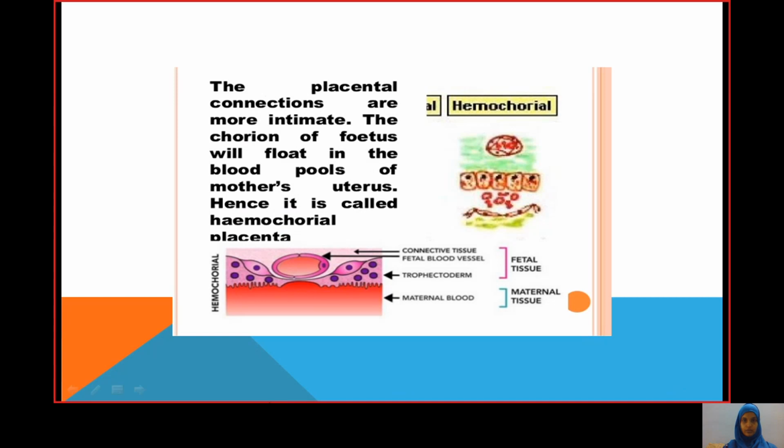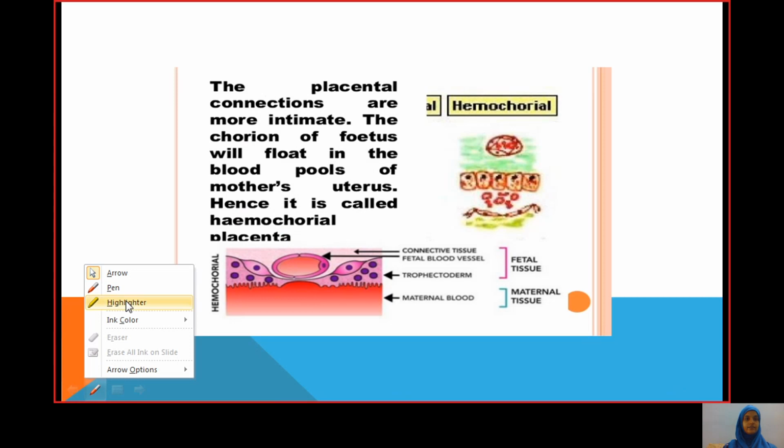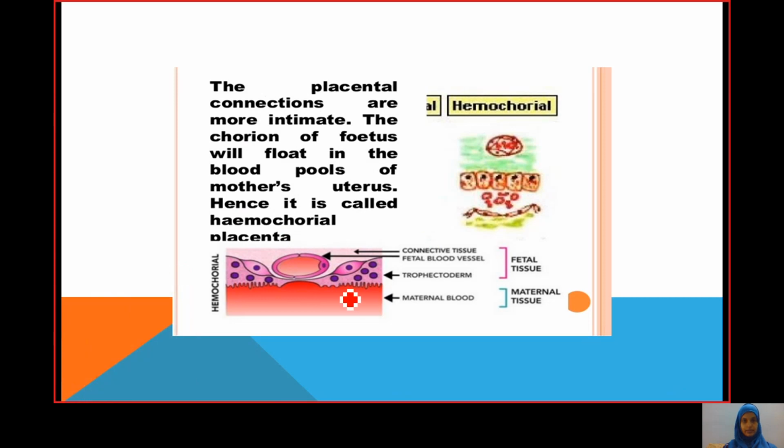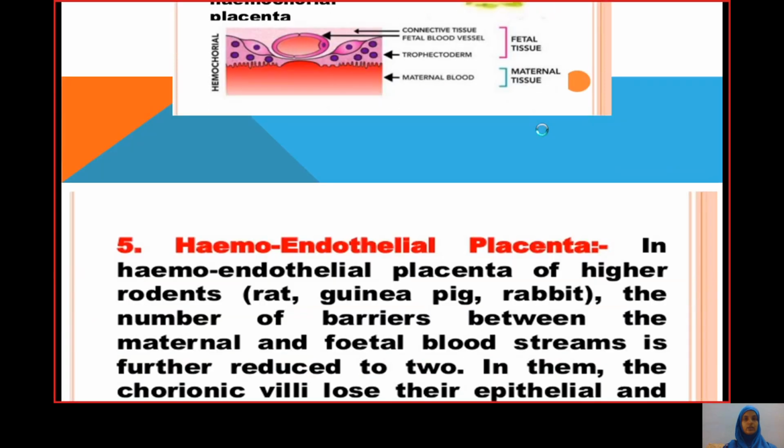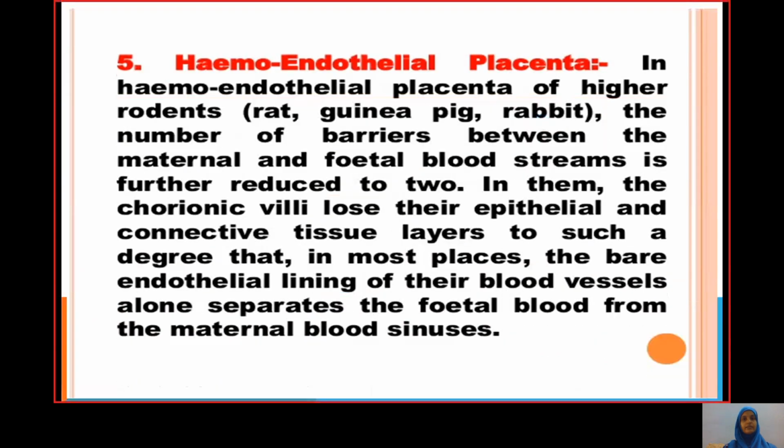See here, hemochorial placenta, you can see in this figure. Is it clear? This is maternal blood. This is chorionic villi. It is directly bathed, taking food from the mother's blood, directly from the blood sinuses. This is called the hemochorial placenta. The last one is the hemoendothelial placenta. Blood will mix with the blood here.